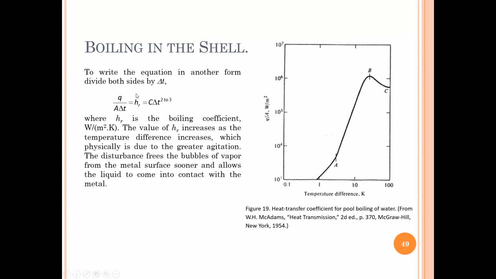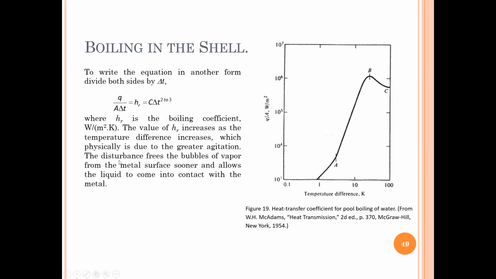Then, to write the equation in another form, divide both sides by delta T. So, Q over A delta T is equal to HR is equal to C times delta T exponent 2 to 3, where HR is the boiling coefficient in watts per meter squared Kelvin. The value of HR increases as the temperature difference increases, which physically is due to the greater agitation.